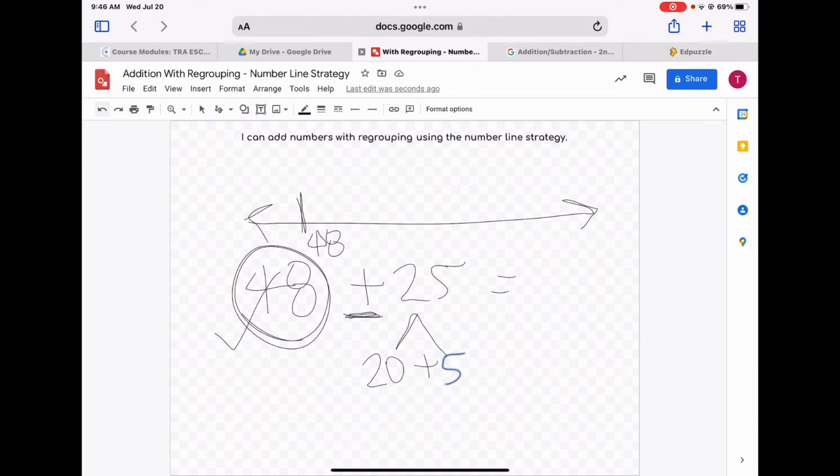Now let's do this one at a time. I'm going to take 48 and I'm going to bounce. I'm going to put my plus 20 right here. Then I'm going to come down here and mark it out. So 48 plus 20, 48, 58, 68. That would be plus 20.